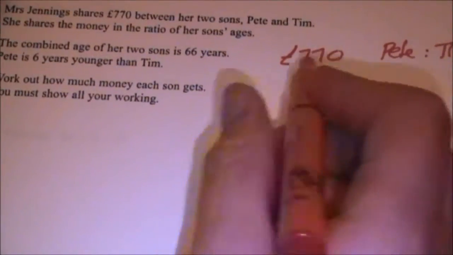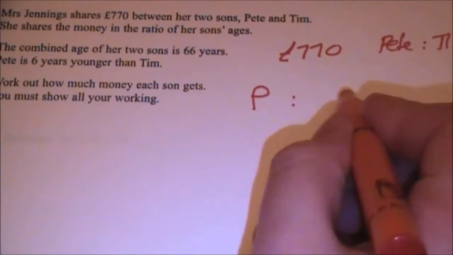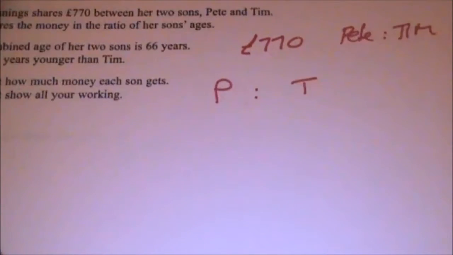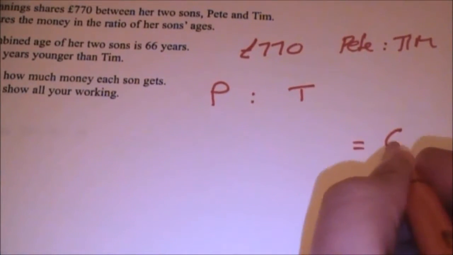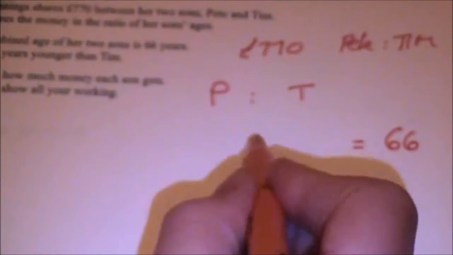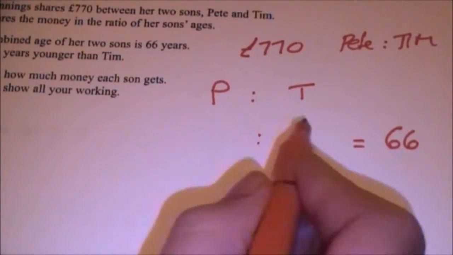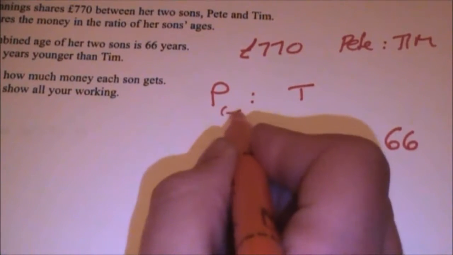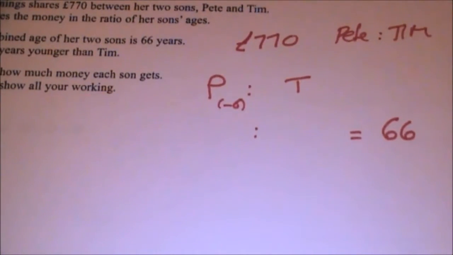I can forget about the amount of money for now, let's look at the ratio. I'm dealing with Pete to Tim. Now I know that together their ages are going to add up to 66. Now I need an age for Pete and an age for Tim. But however old they are, Pete is 6 years younger, so I've got to keep that in mind.